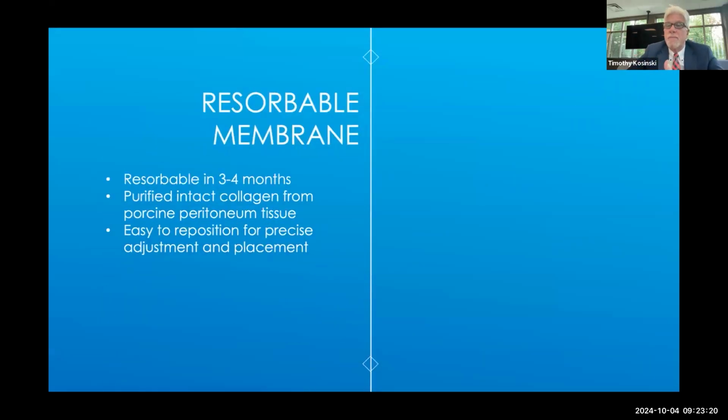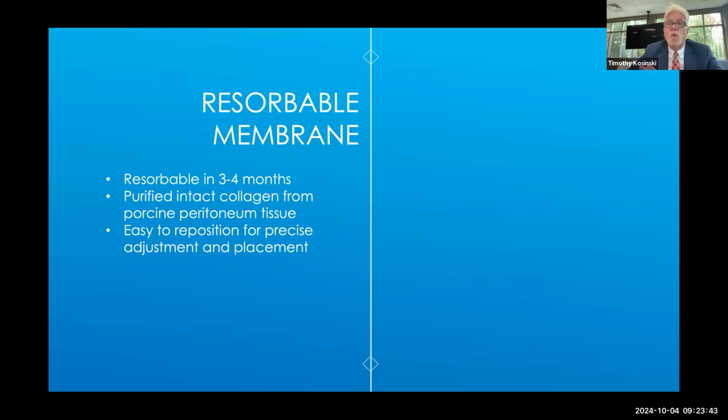The resorbable membrane, I use no non-resorbable membranes in my practice. I use a high quality 3 to 4 month, Newport Biologic membrane. It resorbs in 3 to 4 months. It's purified intact collagen from porcine peritoneum. It's very easy to manipulate and reposition. And again, positioning is critical in use of a membrane.